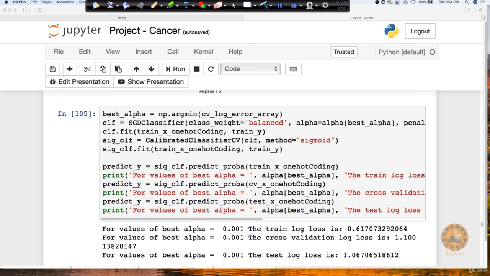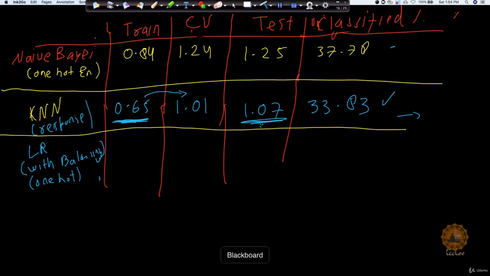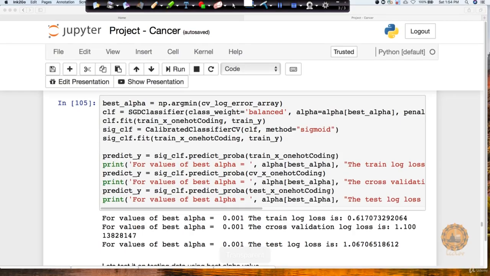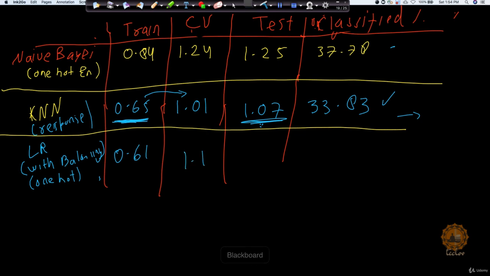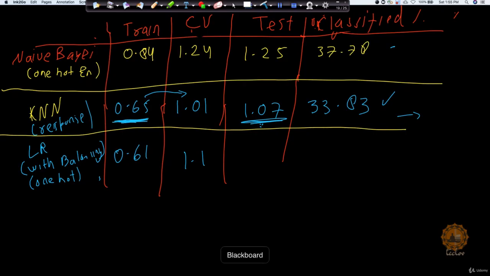I'm not going into the code line by line, because we are seeing this again and again, and you can see that we are following exactly the same thing: SGD classifier, calibrated classifier. We're not putting in any different things in this case. So we got the values here, and we got 0.61 as my train loss. Let's put it up here. For my cross validation, I got 1.1, so let's put 1.1. And for my test loss, we got 1.06.